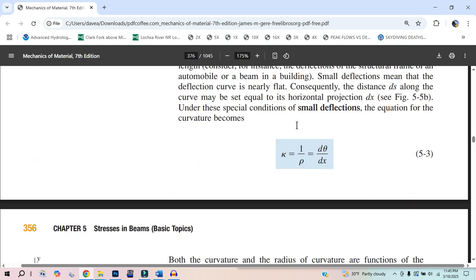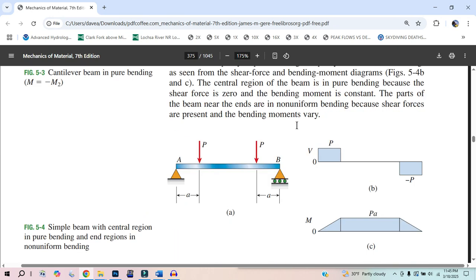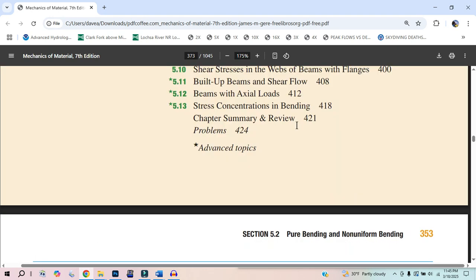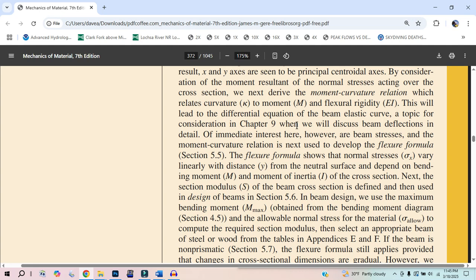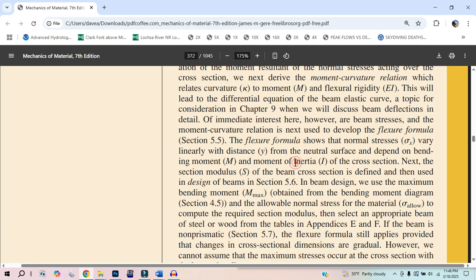So yeah, you could figure that out, and chapter 9 is deflection. It says the term for deflection, how much it raised up. All right, so that's going to be chapter 9. We will discuss the beam deflection in detail. Of immediate interest here, however, are beam stresses, and the moment curvature relation is next used to develop the flexural formula, section 5.5.